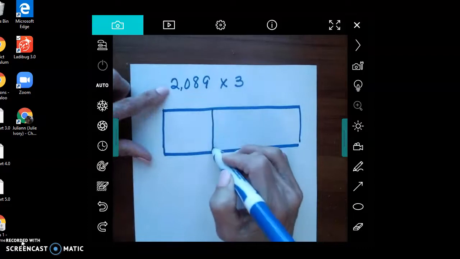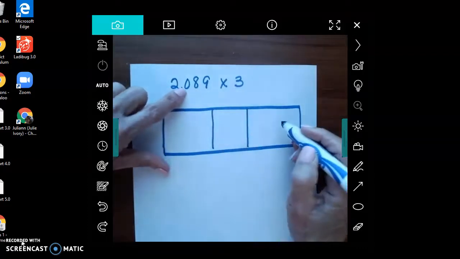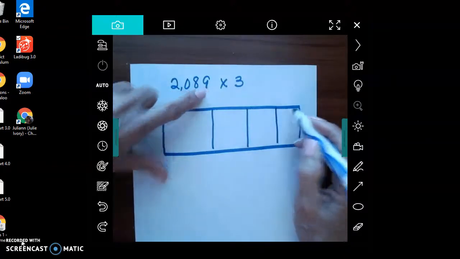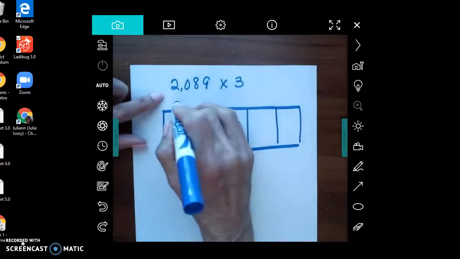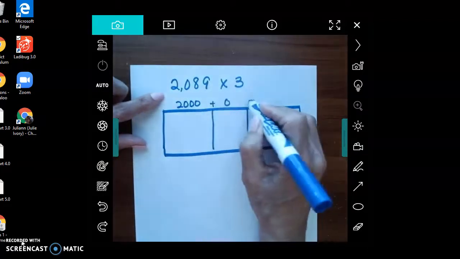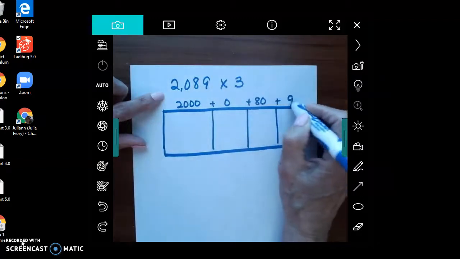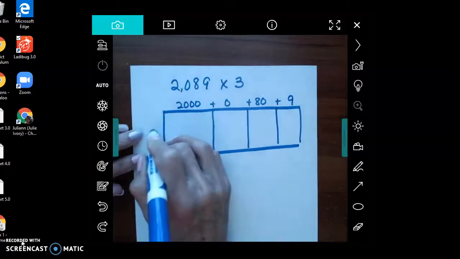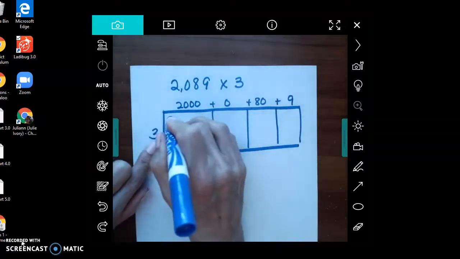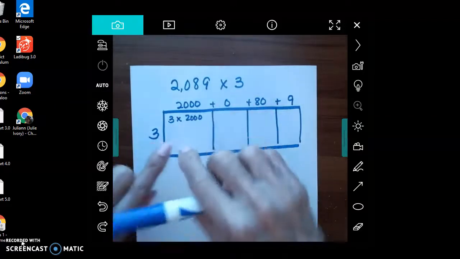We have the thousands place. Oh, nothing in the hundreds place, but we do have a place marker, and we have our tens and our ones. So we're going to label this as 2,000 plus 0 plus 80 plus 9, and we'll put our factor 3 here. And again, some of you need to write the equation inside the box.